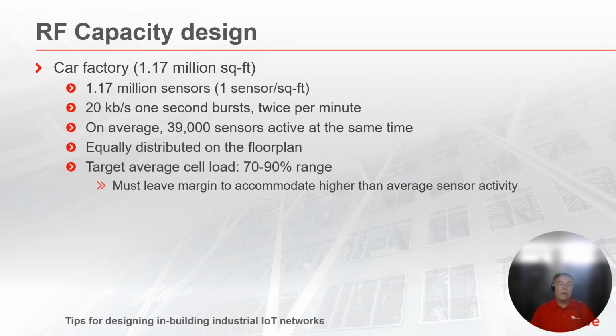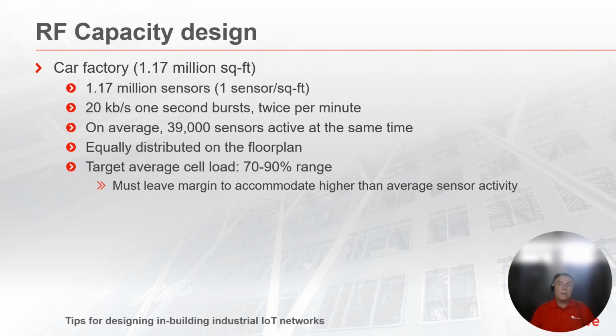and if they transmit twice per minute, then on average I will have 39,000 sensors active at the same time. That is on average. I'm going to assume that they are equally distributed on the floor plan, and then I also have to assume a certain target average cell load. It has to be less than 100%. In this exercise I am going to require the cell load to be in a 70 to 90% range.